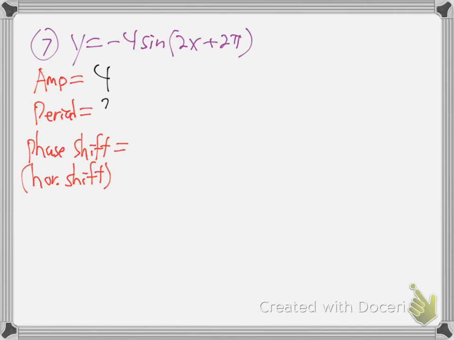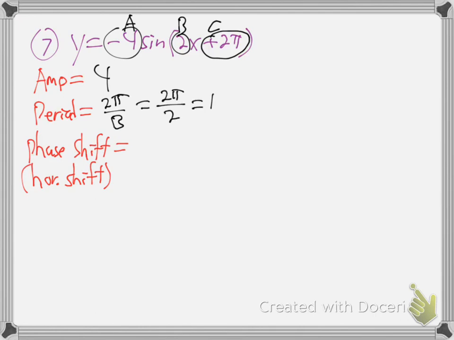The period, 2 pi over b. The a is negative 4. The b is 2. The c is the 2 pi. A, b, and c. So the period's 2 pi over b. 2 pi over 2, which is just pi. That good? And the phase shift, negative c over b. So negative c, which is 2 pi, over b, which is 2. Those cancel. Negative pi. Good so far with all that stuff?